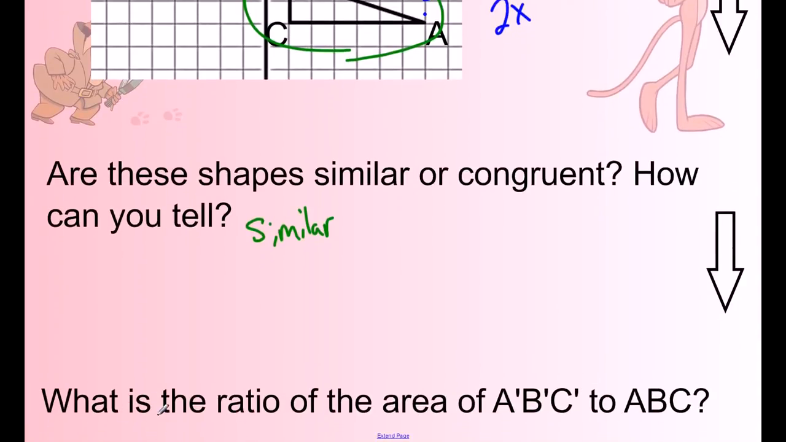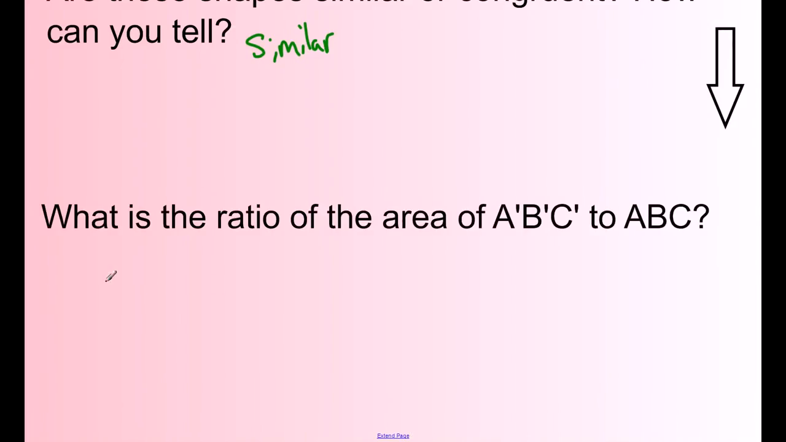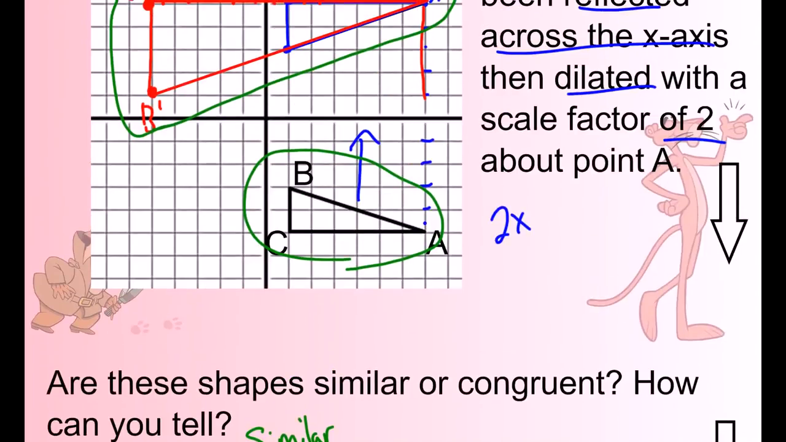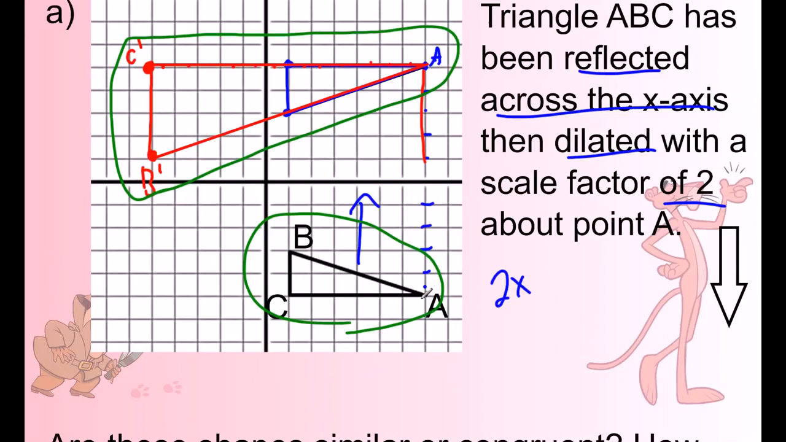Second part. What is the ratio of the area of A prime, B prime, C prime to A, B, C? Okay, so if we're talking about a ratio, that's a fraction. So the ratio of the area of A prime, B prime, C prime to the area of A, B, C. That's what I want. I want a ratio that has this but with numbers. So that means I'm going to have to go through and actually find the area of these two triangles. All right. Area of my smaller triangle, the original.